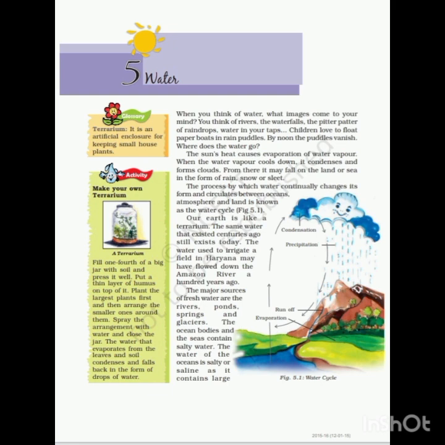Okay, so the process by which water continuously changes its form and circulates between the oceans, atmosphere and land is called the water cycle. Okay, now just assume our earth is like a terrarium.